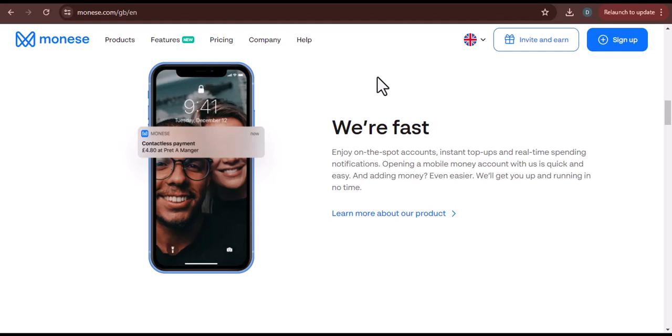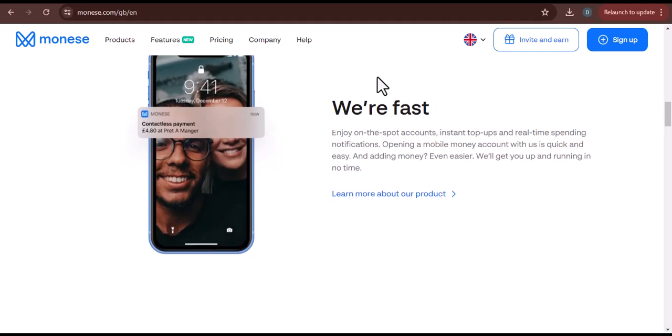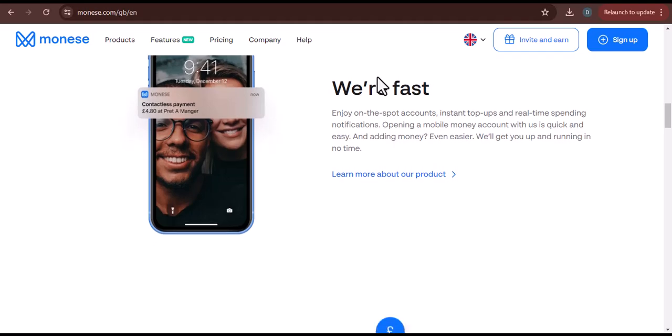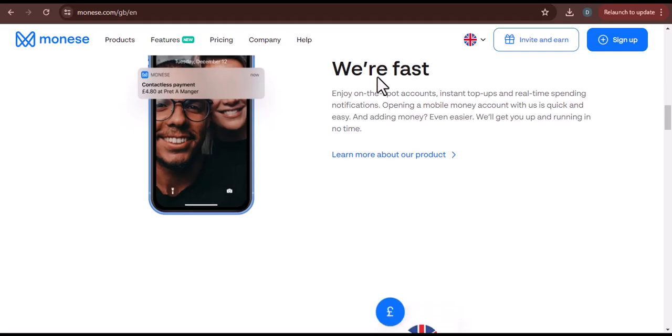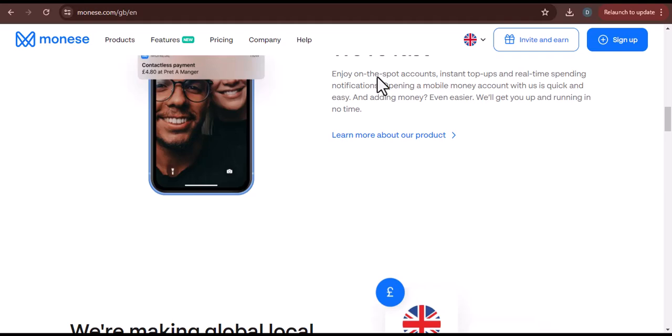Exchange your currency when the exchange rate is favorable. Use a currency converter to compare exchange rates from different providers. Avoid using Monese to exchange large amounts of money at once. Be aware of the fees associated with exchanging currency.